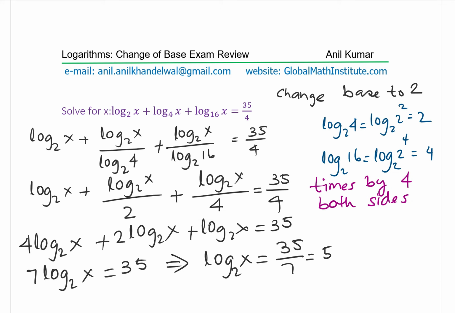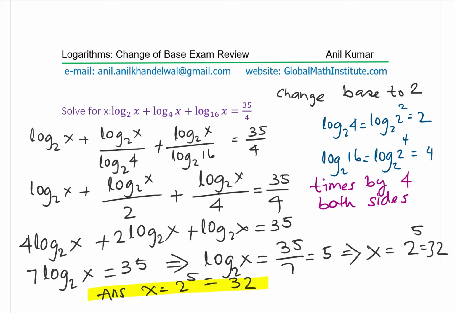And now we can find what x is. So that gives you x as equals to 2 to the power of 5, right? So we get our answer, which is x equals to 2 to the power of 5, which is 32, right? So we can write here 32. So that becomes the solution for the given case.